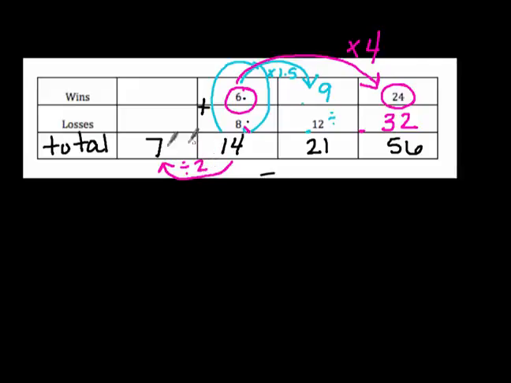Because I divide by 2, I need to do that to each of my other numbers in this row. 8 divided by 2 is 4, and 6 divided by 2 is 3. That means using the given rate, if I had played 7 games, I would have won 3 and I would have lost 4.